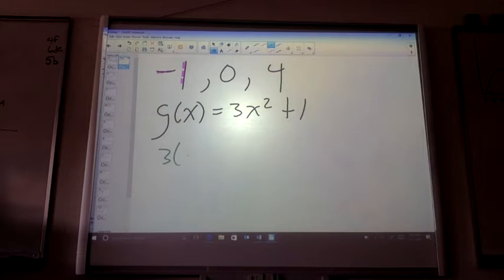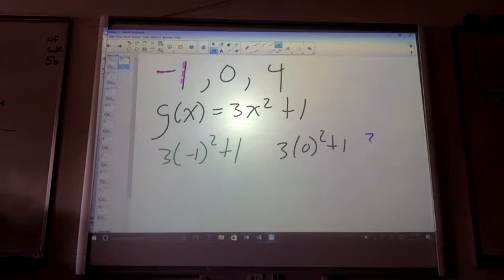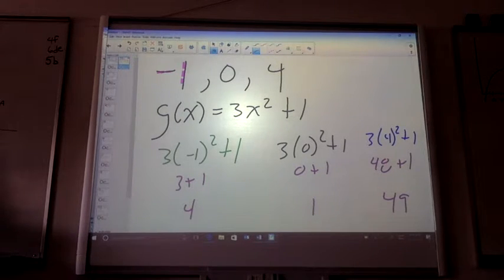Plug it in. What should I do with the 0? Plug it in. What should I do with the 4? And then if you did the math, you'd get that's 3 plus 1, which is 4. That's going to be 0 plus 1, so that's 1. It's 16 times 3, which is 48 plus 1, so that's 49. Right? Pretty sure you could do that with 8 and 9 with no problem.